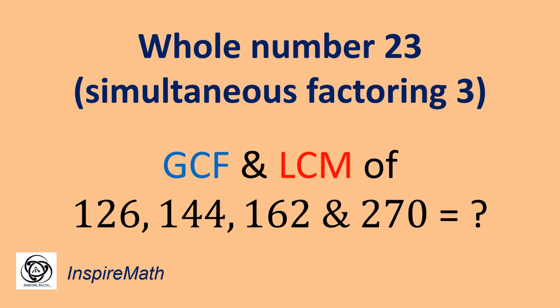Today we're going to study how to find the greatest common factor and the least common multiple of four whole numbers by simultaneous factoring. Some textbooks recommend you use factor trees. Factor trees are alright if there are only a few factors, but short division is very systematic and easy to organize. So let's use short division instead. If you're unsure about short division, please refer to the video Whole Number 3.